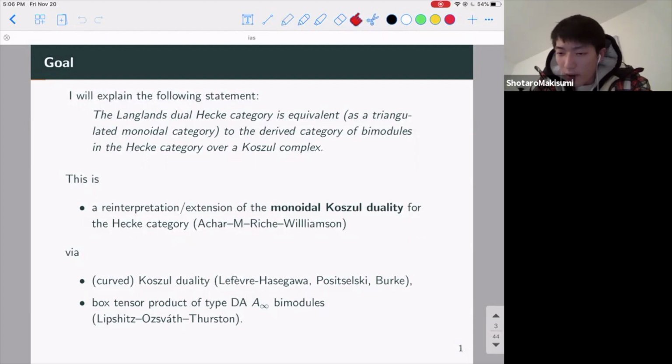But the new ingredients that go into my work with Matt Hogenkamp are something called the curved Koszul duality, and also box tensor product of type dA, A infinity bimodules. So a lot of interesting homological algebra. And I hope to give a sense of why curvature naturally shows up when you're looking at a certain kind of homological algebra.